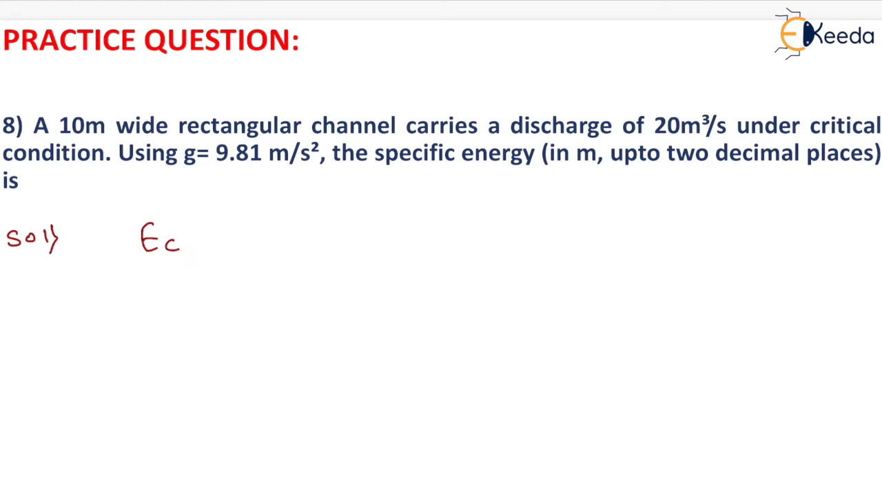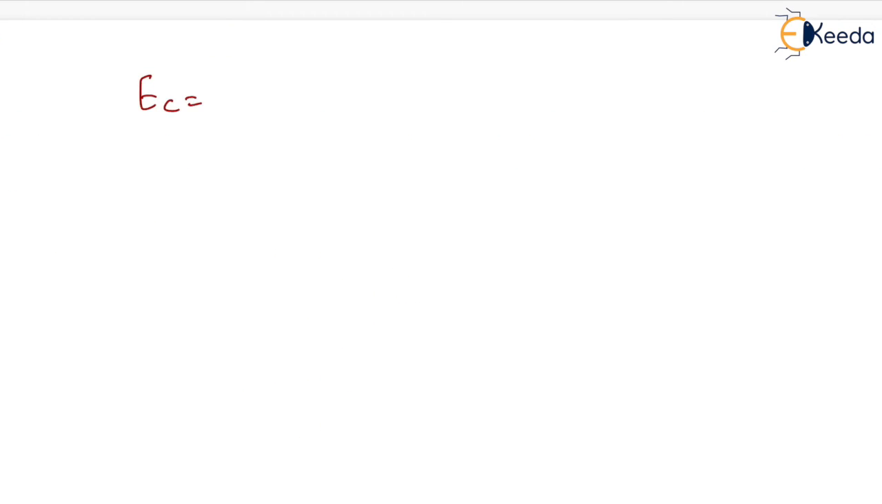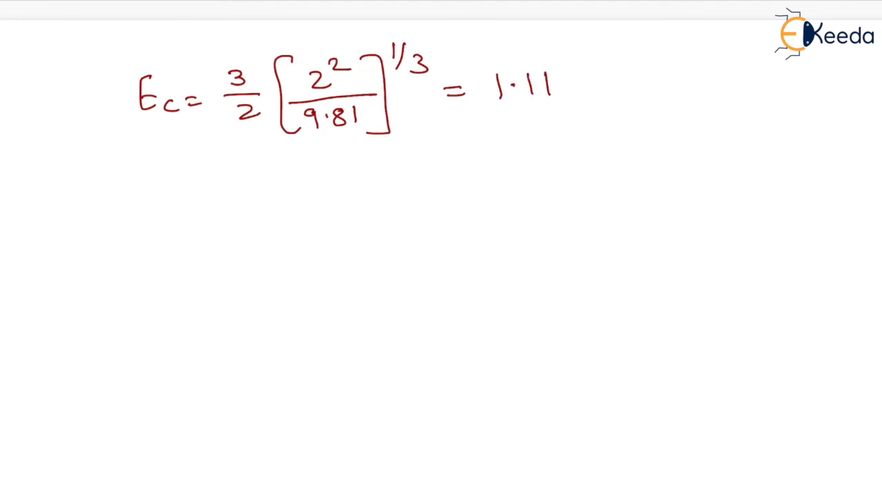We know that Ec will be equal to 3 by 2 of Yc. Therefore, Yc will be equal to (q square upon g) to the power 1 by 3. Now we know that q will be equal to 20 by 10 here, so it will be equal to 2. Now Ec will be equal to 3 by 2 in bracket (2 square upon 9.81) to the power 1 by 3. After solving this, we will have specific energy equals 1.11 meter.